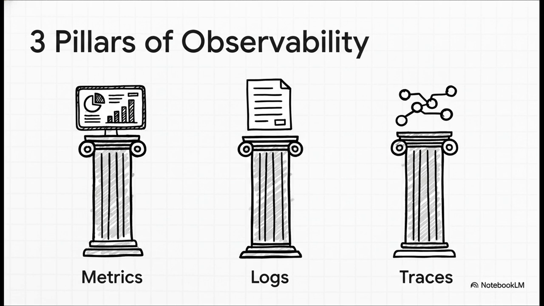And how do we actually get all that great info? Through what we call the 3 pillars of observability. You've got metrics, which give you that high-level what is happening view. Then you have logs, which are the super detailed, time-stamped records of every event, the when and where. And finally, you have traces, which follow one single request on its entire journey through your system, showing you how it all happened. When you have all 3, you have the full story.